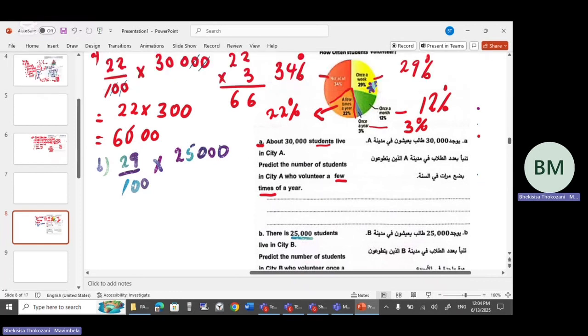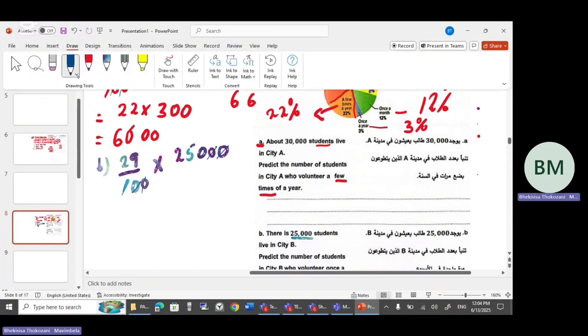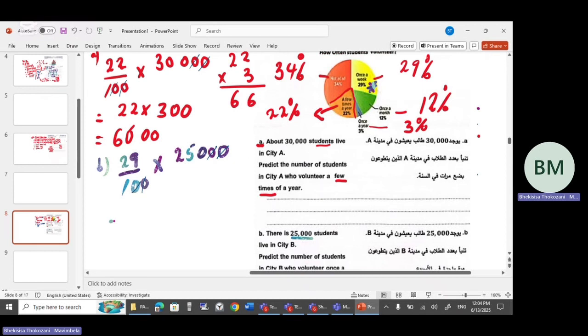Let's see. So is there anything here? Yes, this can cancel off with that, and this 0 can cancel off with that. So once you have 1 underneath as your denominator, you're good to go. And now let's move on. So which means now you have 29 multiplied by 250. That's what is happening here now.